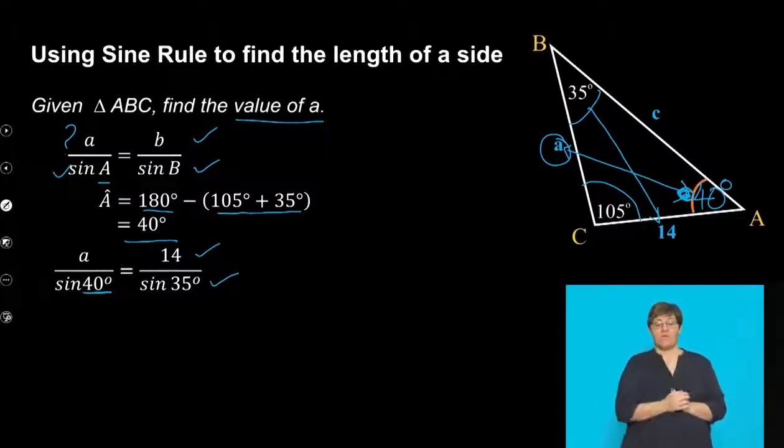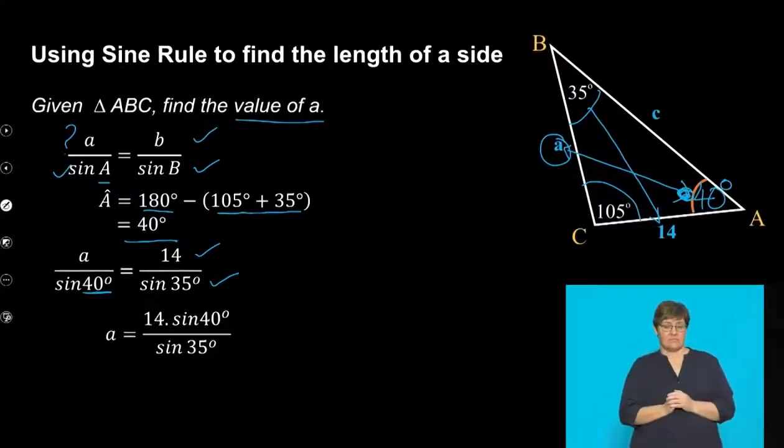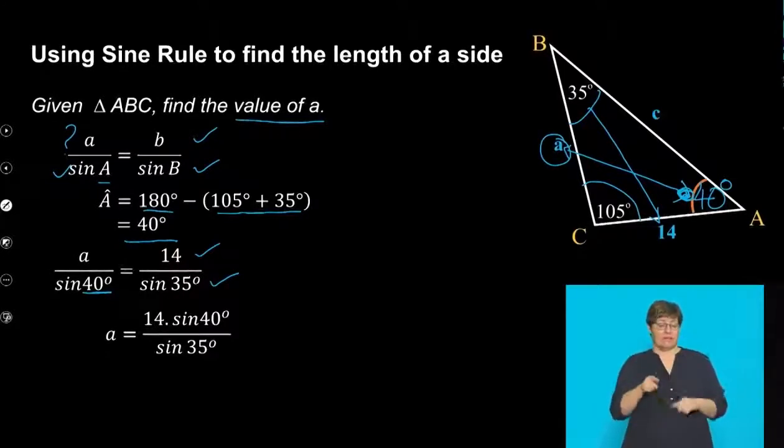Now, we've just got to do some algebra to complete this. We multiply both sides by sine of 40, and we end up with a neat little fraction that we've got to put into our calculator. So 14 times sine of 40 divided by sine of 35. Again, let's go to our calculator and put this in.